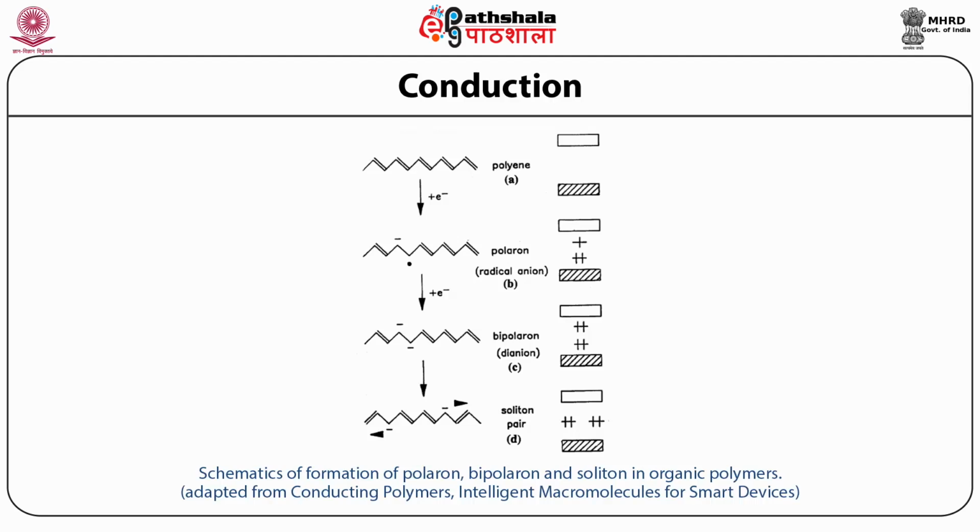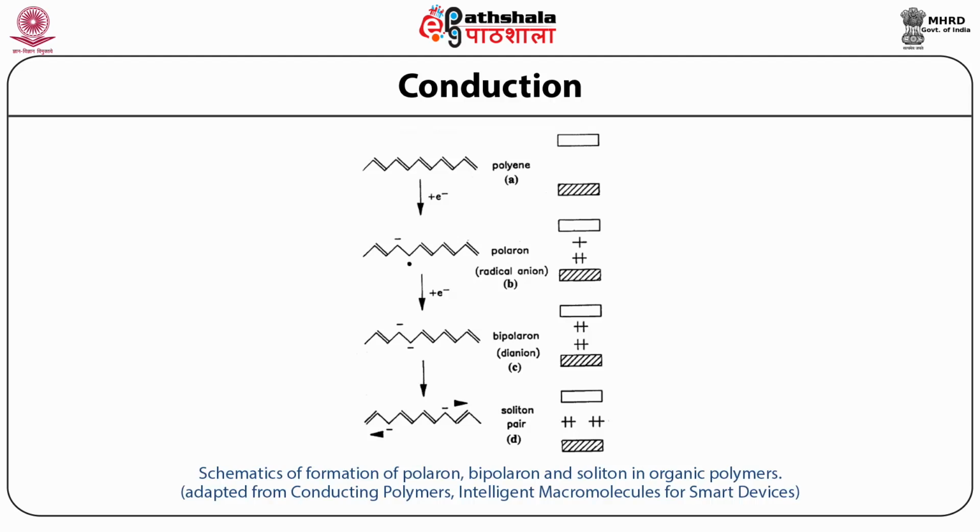Now, the explanation is as follows: the removal of a second electron from the polymer chain, that is, dimerization, results in the formation of a polaron or a bipolaron. That is, by removing an electron from an already formed polaron, which is clear from the figure also.